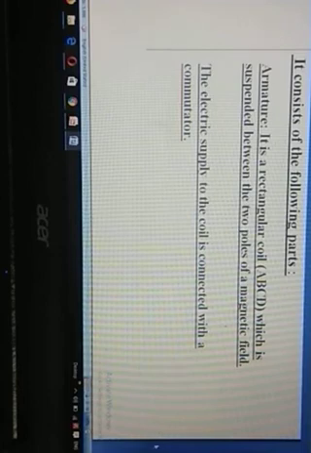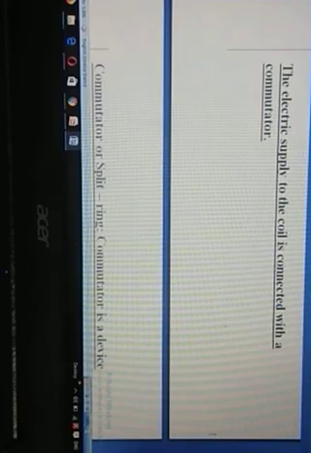Now the construction. It consists of an armature. It is a rectangular coil ABCD which is suspended between the two poles of a magnetic field. So the rectangular coil ABCD is known as the armature of an electric motor. It is always suspended between two poles of a magnetic field. The electric supply to the coil is also connected with a commutator.